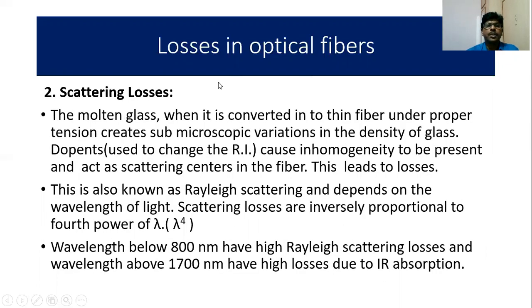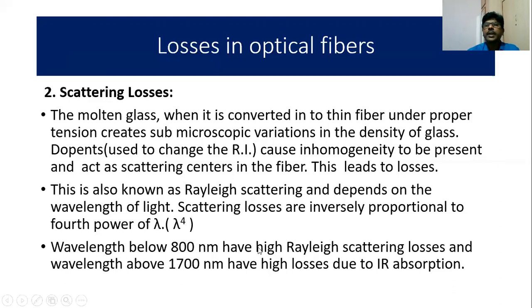Scattering losses. The molten glass, when it is converted into thin fiber under proper tension, creates submacroscopic variation in the density of glass. Dopants used to change the refractive index cause inhomogeneities to be present and act as scattering centers in the fiber. This leads to losses. This is also known as Rayleigh scattering and depends on the wavelength of light. Scattering losses are inversely proportional to the fourth power of lambda.